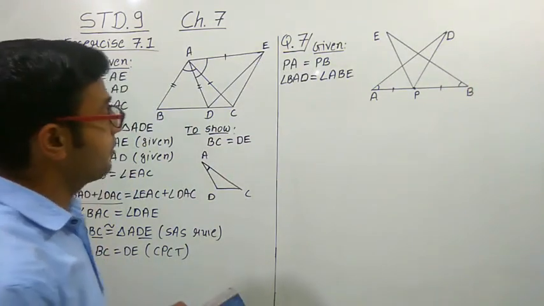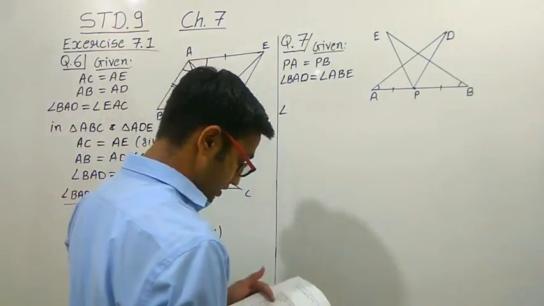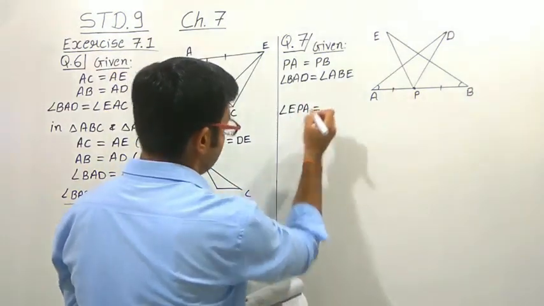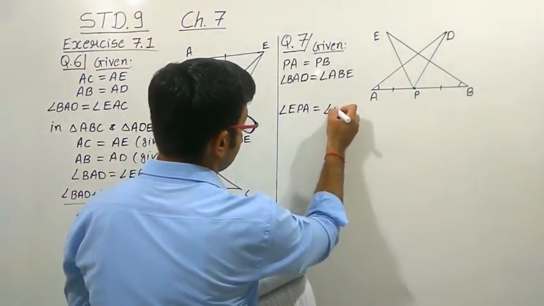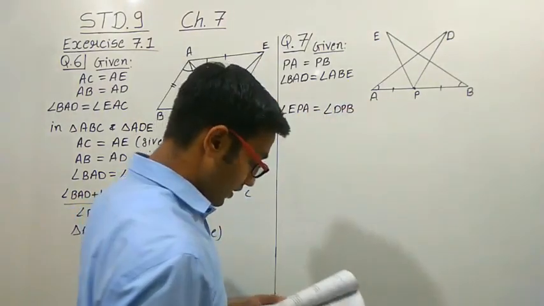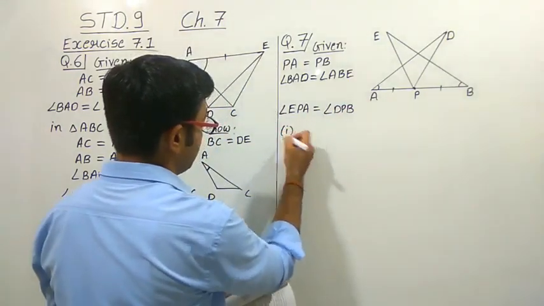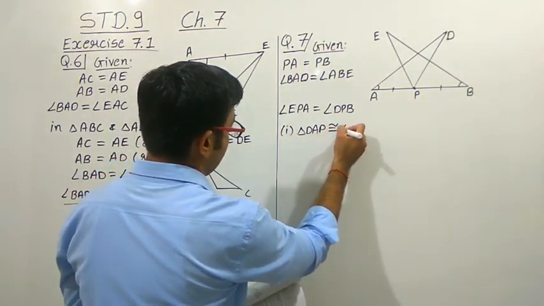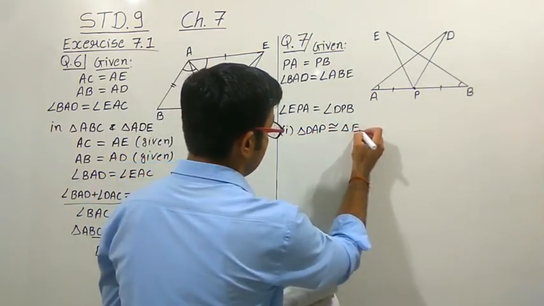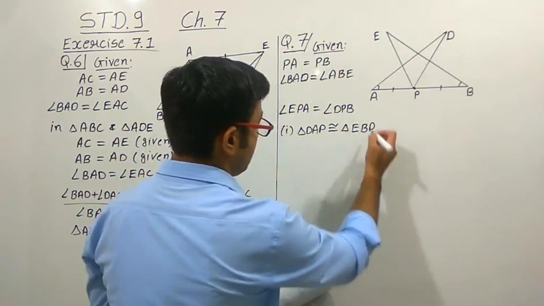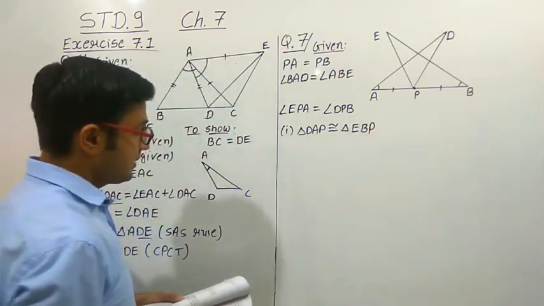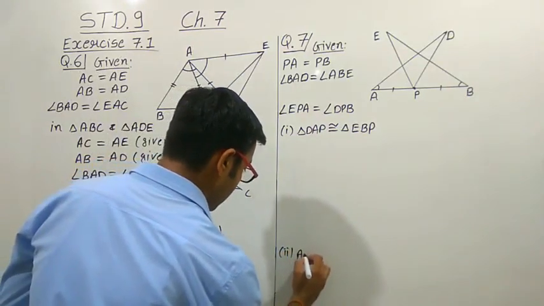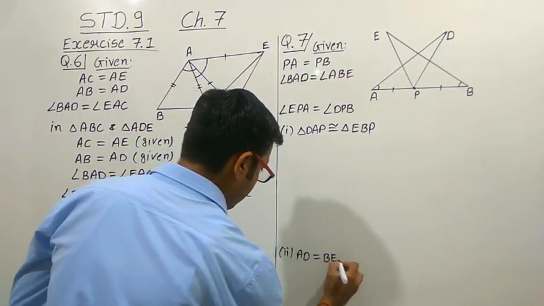Another angle we are given is that angle EPA is equal to angle DPB. And the first thing that we have to prove here is that triangle DAP is congruent to triangle EBP. So the first thing we have to prove is this. And the second thing we have to prove is AD is equal to BE.